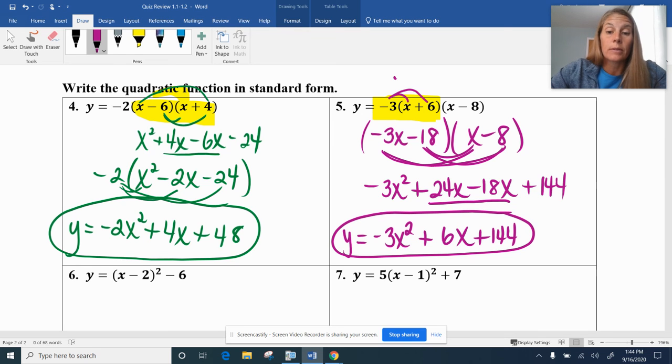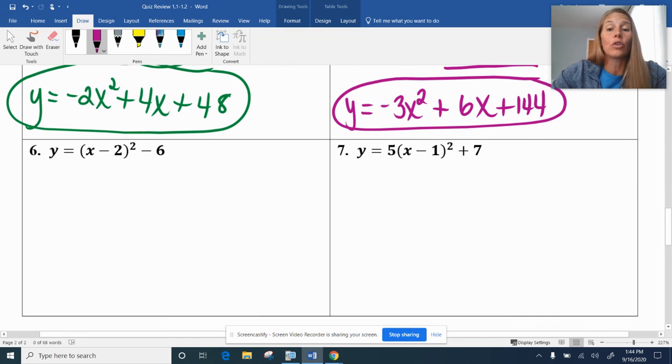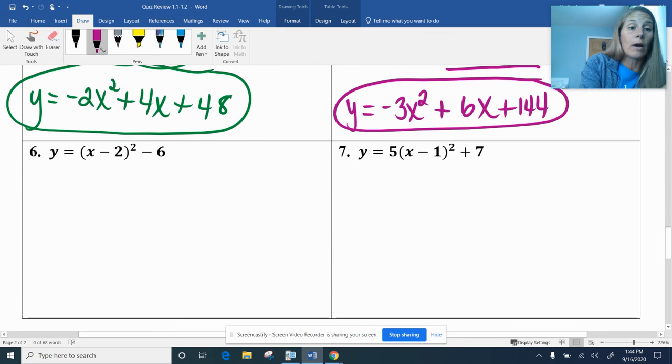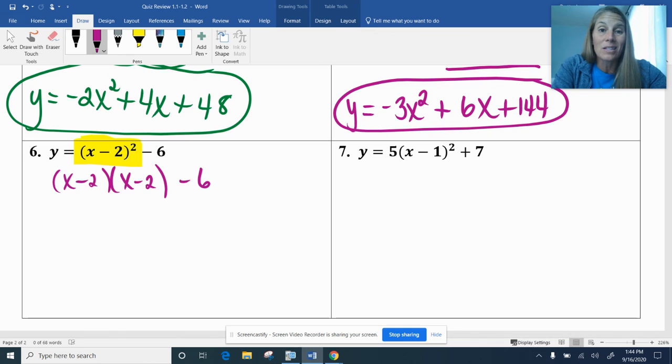So that is how you would change something from intercept form back into standard form and get rid of all those parentheses. Okay, so then the next two are in vertex form, and we want to change those into standard form as well. Now, the key is when you're doing something like number 6 or 7, where you have this binomial squared here, a lot of people make the mistake of writing x squared minus 4, and they forget that this is actually x minus 2 being multiplied by itself, which would be another x minus 2. So that's one mistake that's common to make there. So please be careful with that.